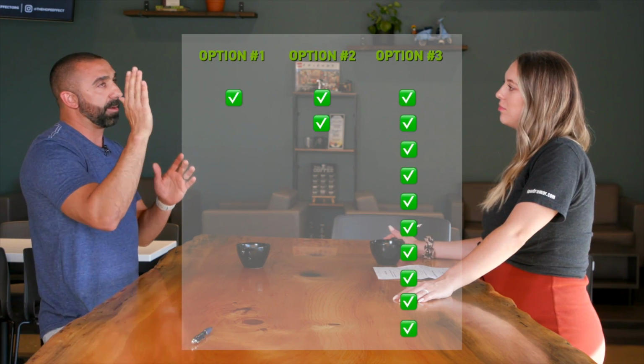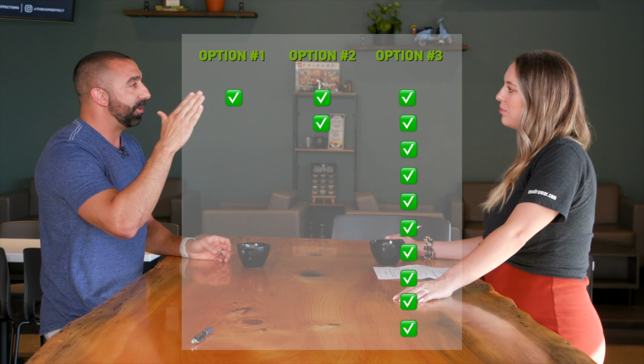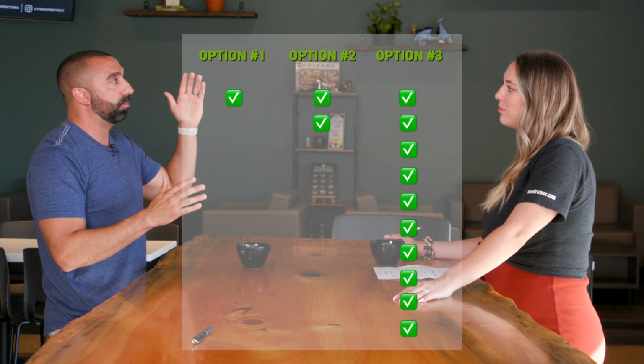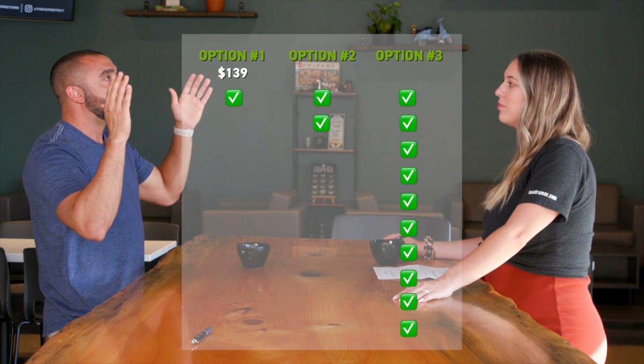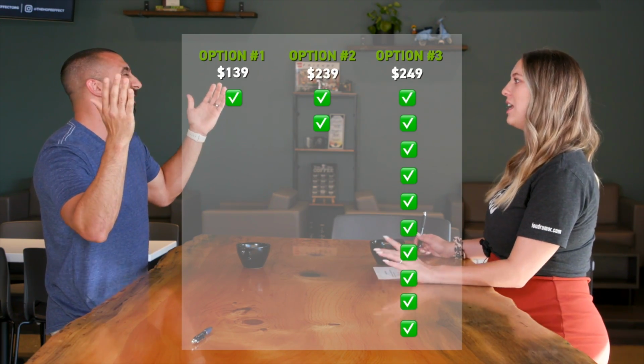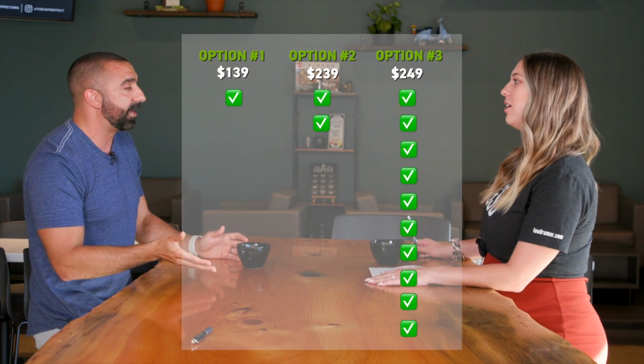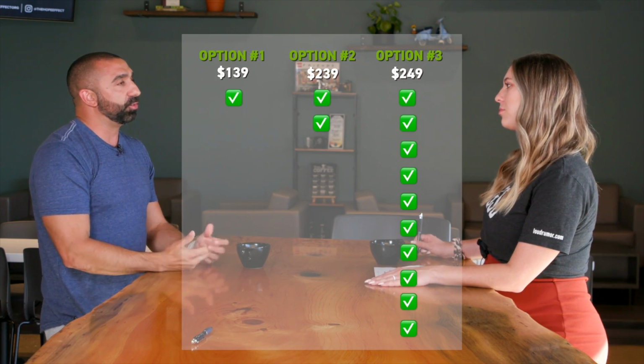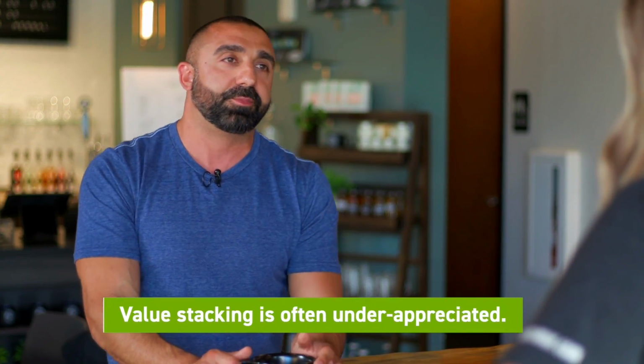And so what happens is when that price is only a little bit more, for example $139, $239, and $249, right? So it's only $10 more, but look at all that I get. But if it's only $10 more and it's really only one check mark more, or it's something like you get a 10% discount on our store, you're like, whatever, it's not that huge of a deal. So value stacking is often underappreciated.